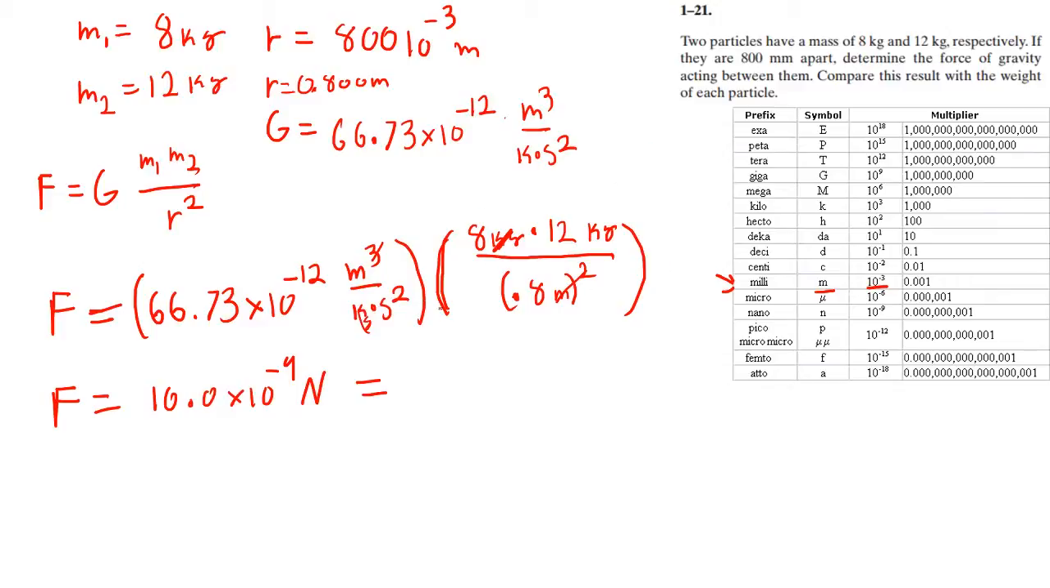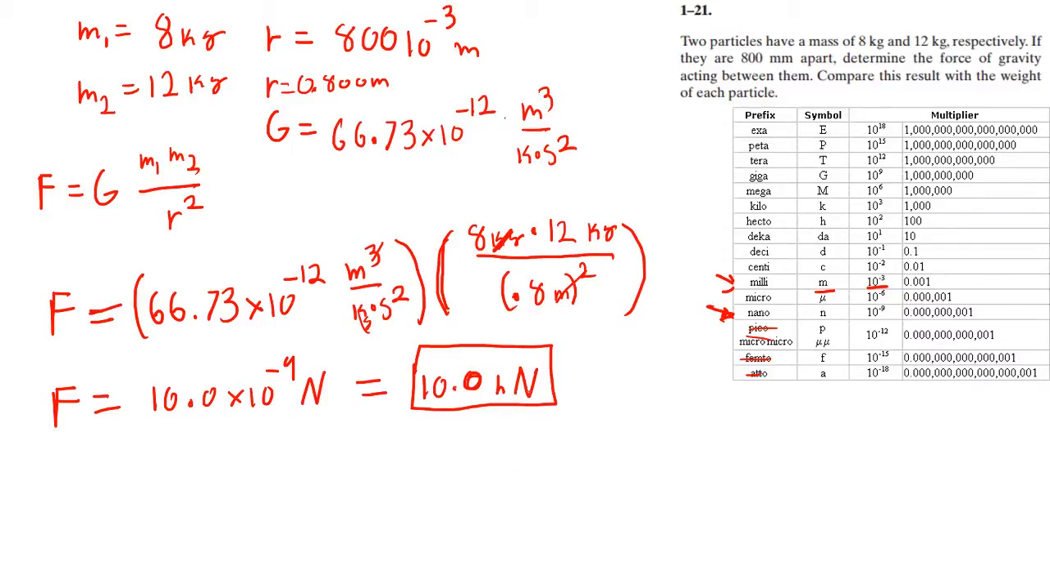So we're going to convert it into its symbol now. So 10.0, and then we go negative 9, which is all the way down here. We're at nano now. We're basically not even on the charts anymore. 10 to the negative 9 is a nano, so we're just going to put nanonewton, with a very small n because it's very small. 10.0 nanonewtons. Compare this result with the weight of each particle.